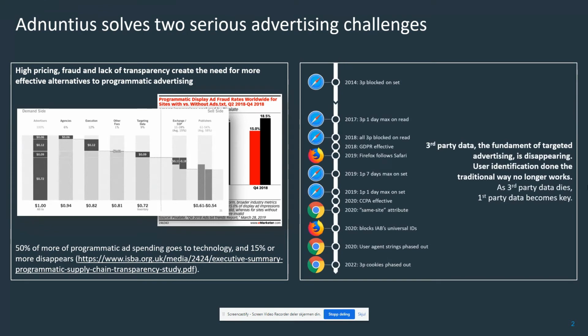The other problem is that third-party data is about to disappear as browsers stop supporting it. Third-party cookies are central in identifying users across domains, and its disappearance means that buyers can no longer use their data in the same way.